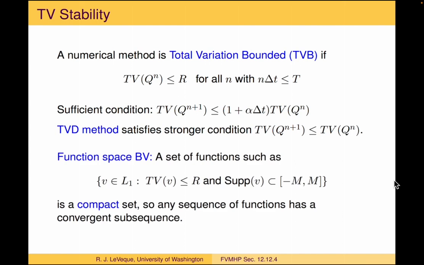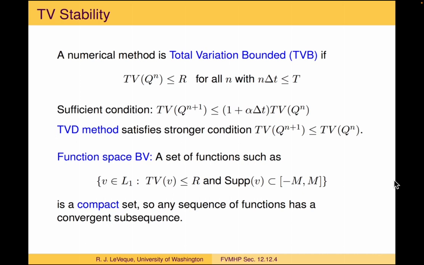So total variation is a very convenient thing to look at. We've seen it's convenient in terms of trying to guarantee that our numerical solution doesn't develop oscillations that might not look nice, but also you can use it to prove convergence. And the reason is that if you look at the set of functions like the one written down here, the set of all L1 functions for which the total variation of v is less than some constant R, and the support is contained in some interval, so compact support, then this set of functions is a compact set, which means that if you take any sequence of functions that all lie in this space, then any such sequence has to have convergent subsequences. It has to have sequences that converge to something or other, some function.